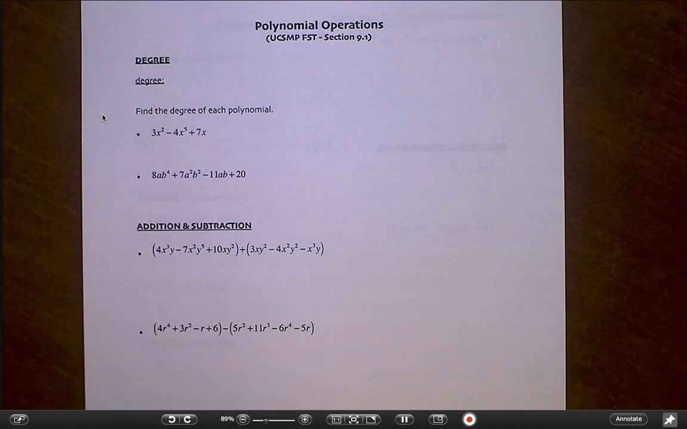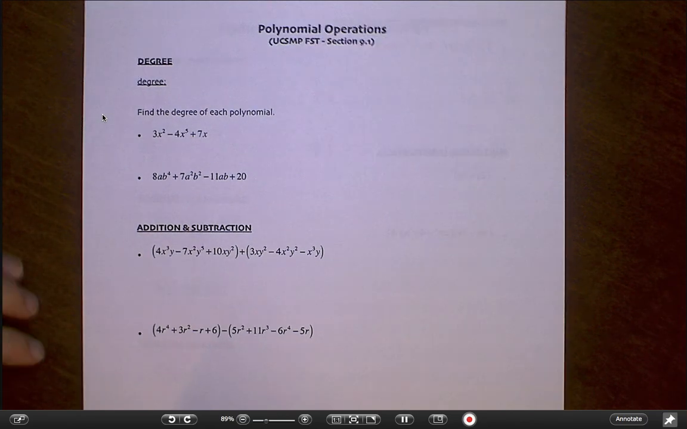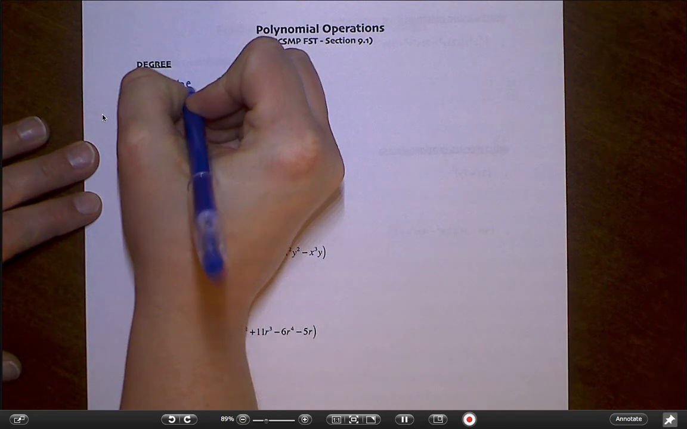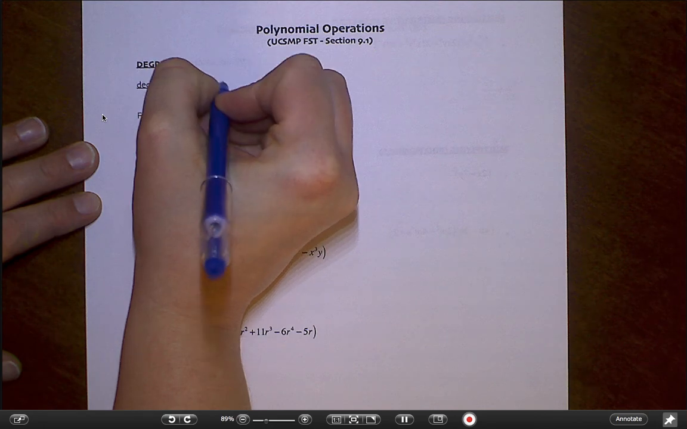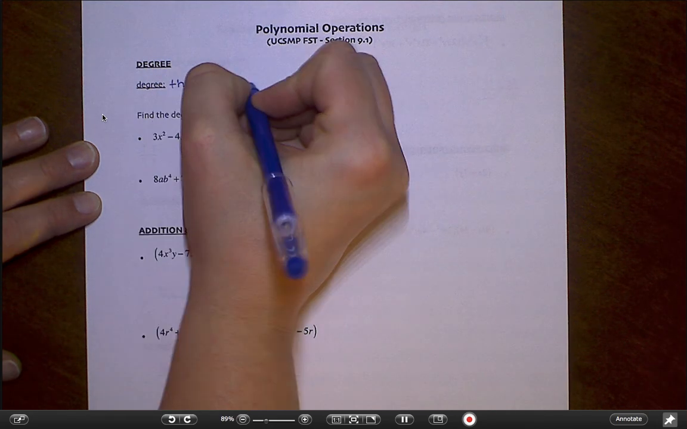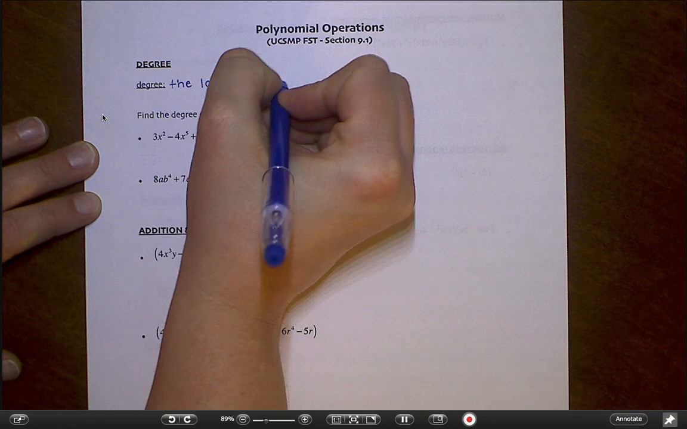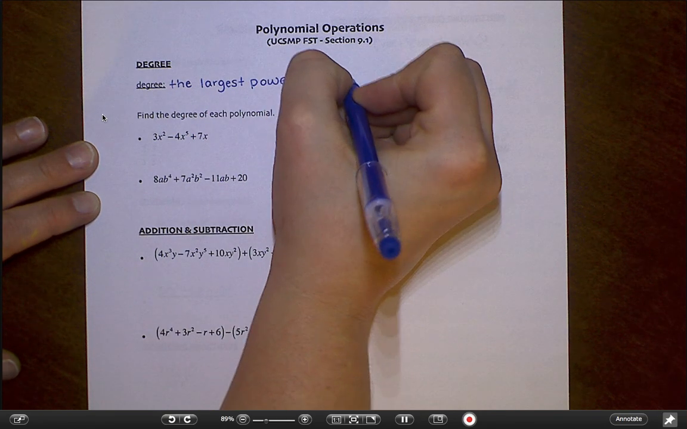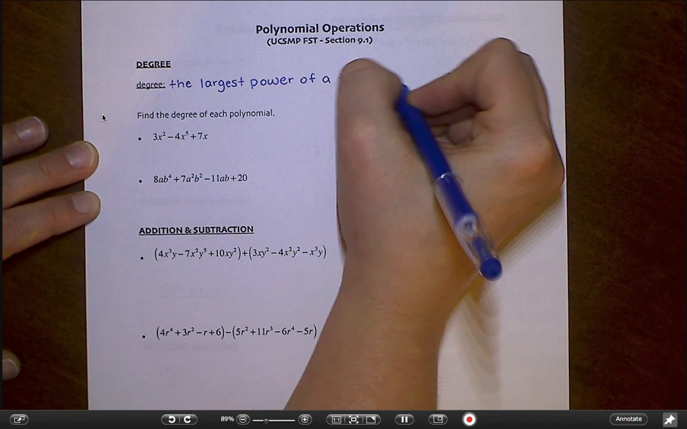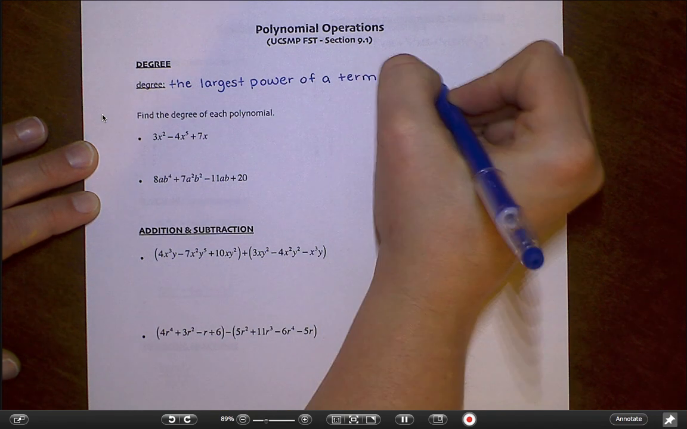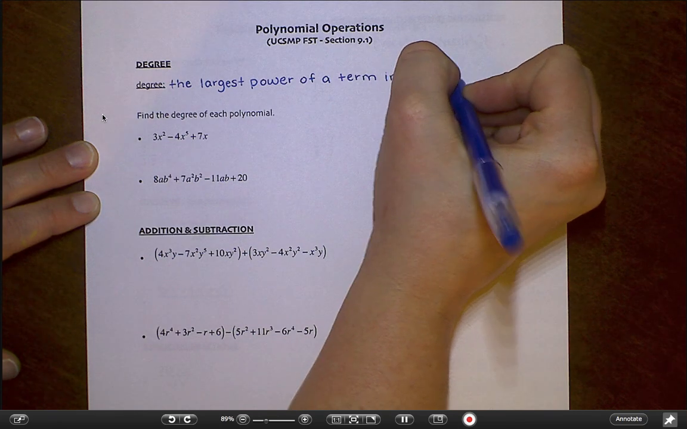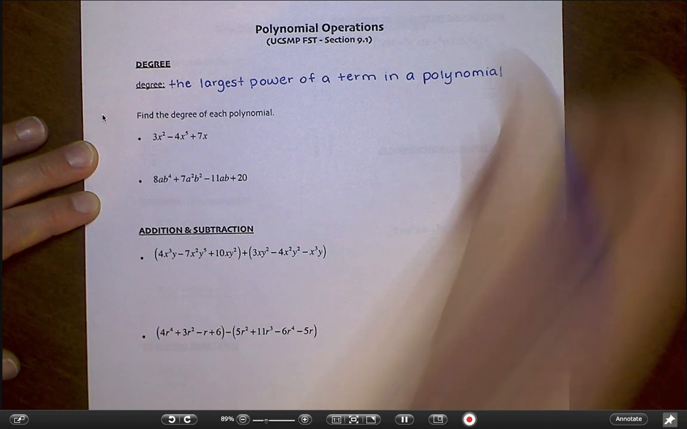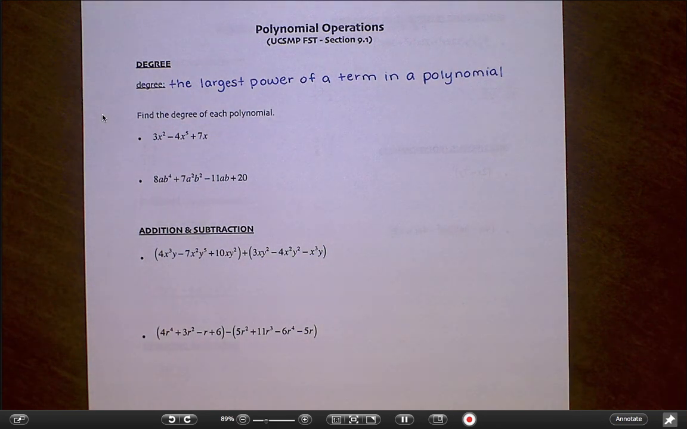That's some terminology that you may or may not remember from last year. But the degree is the largest power of a term in a given polynomial. Okay, and we'll kind of talk through what that means.